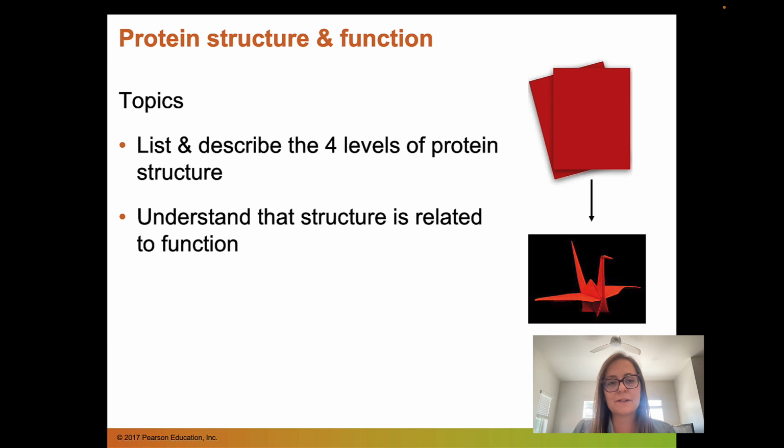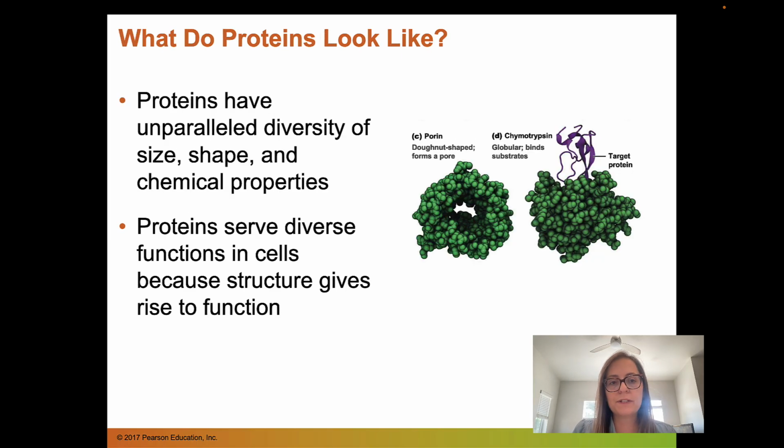And so the topics for this video are going to be to list and describe the 4 levels of protein structure. How does it get to that 3-dimensional shape? And then understand that structure is related to function. So what do proteins look like?